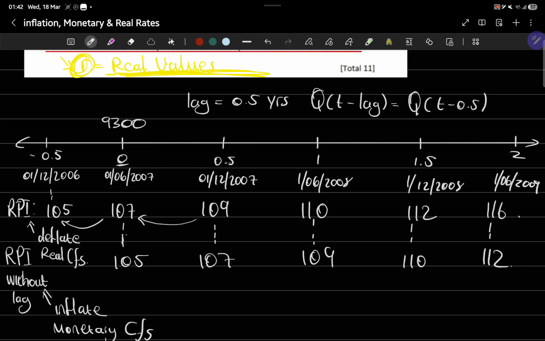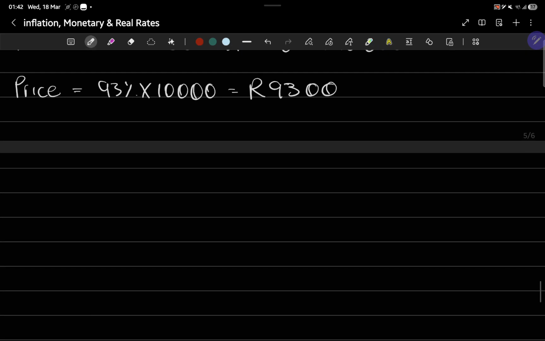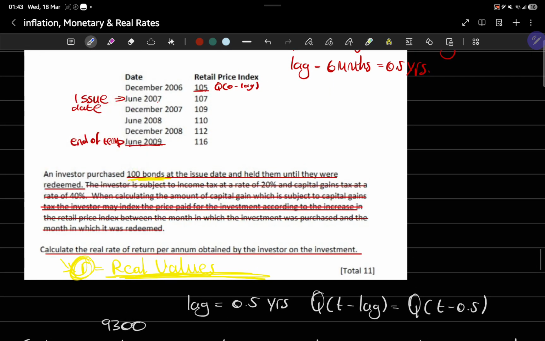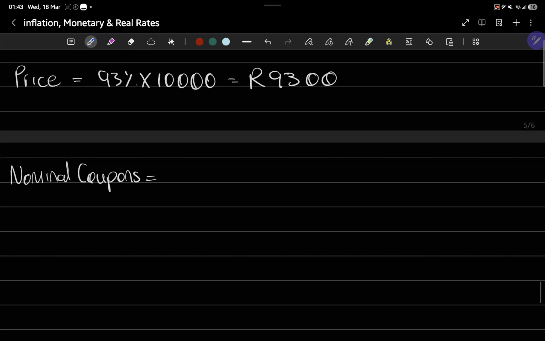Now, because it's at time 0, it's automatically a real value, because it's an amount at the present time. But we'll see that later with the calculations. And the nominal coupons: here we're told that the nominal coupon rate is 4% per annum, payable half yearly in arrears. So it's payable half yearly.